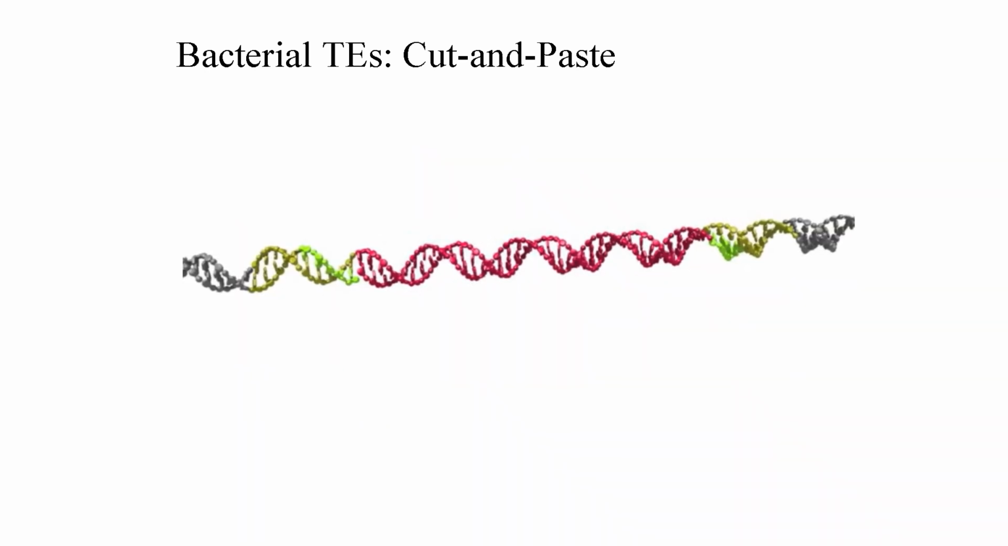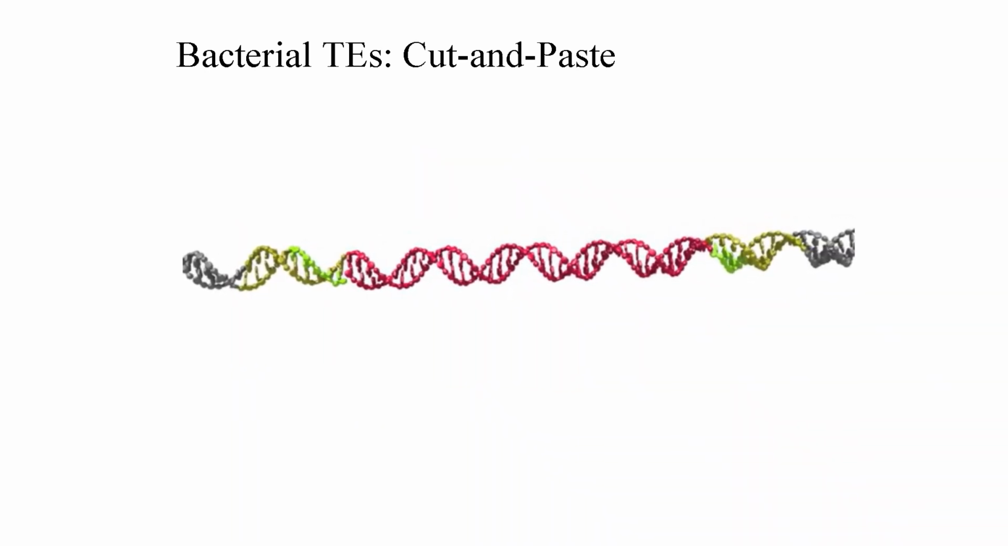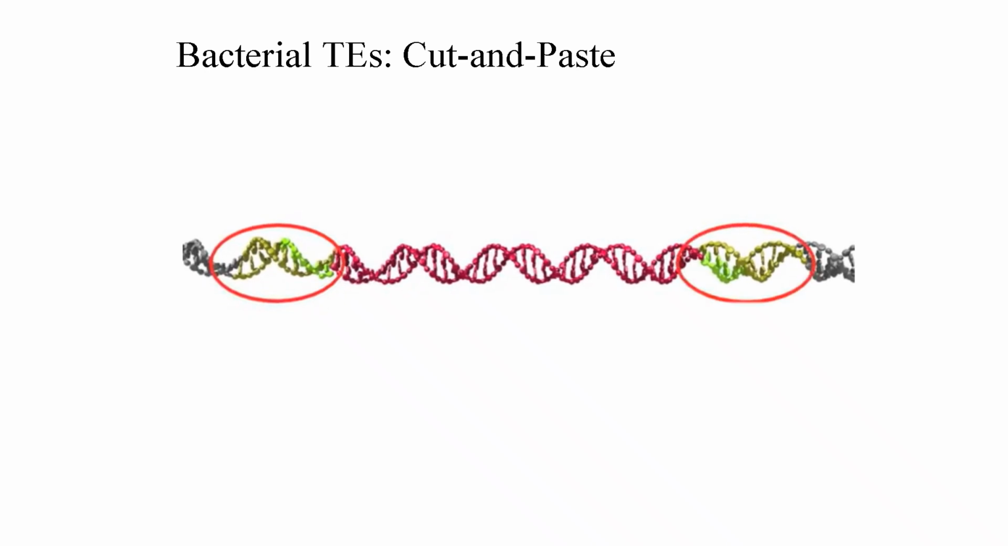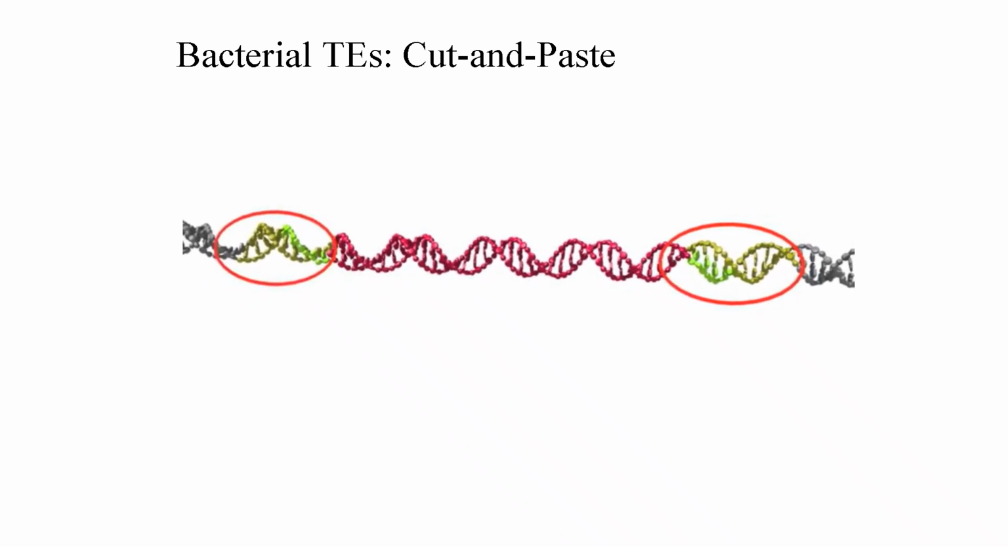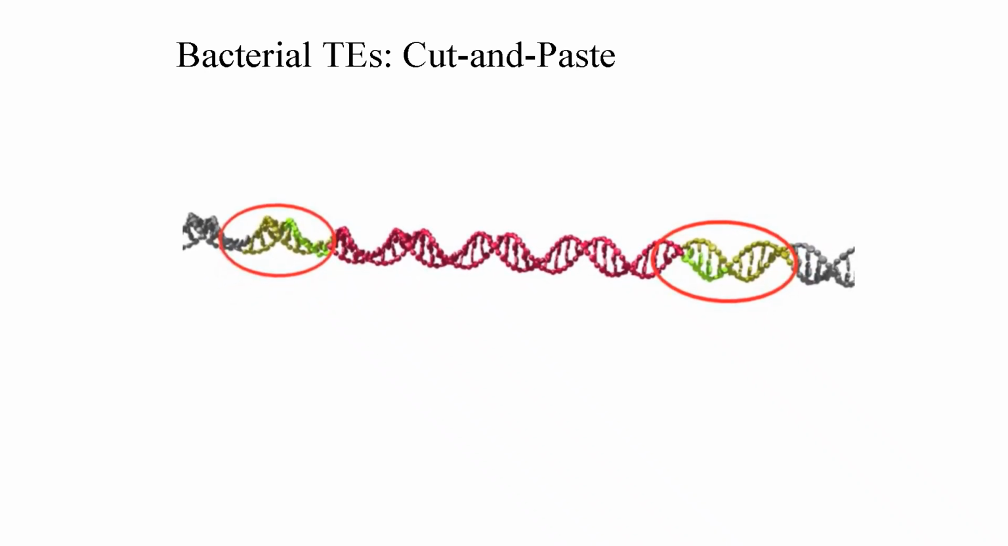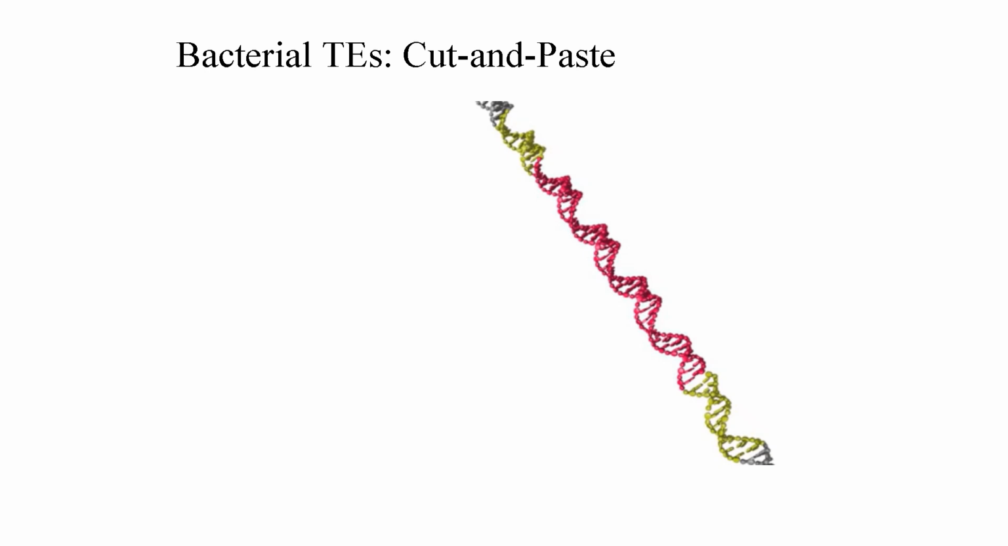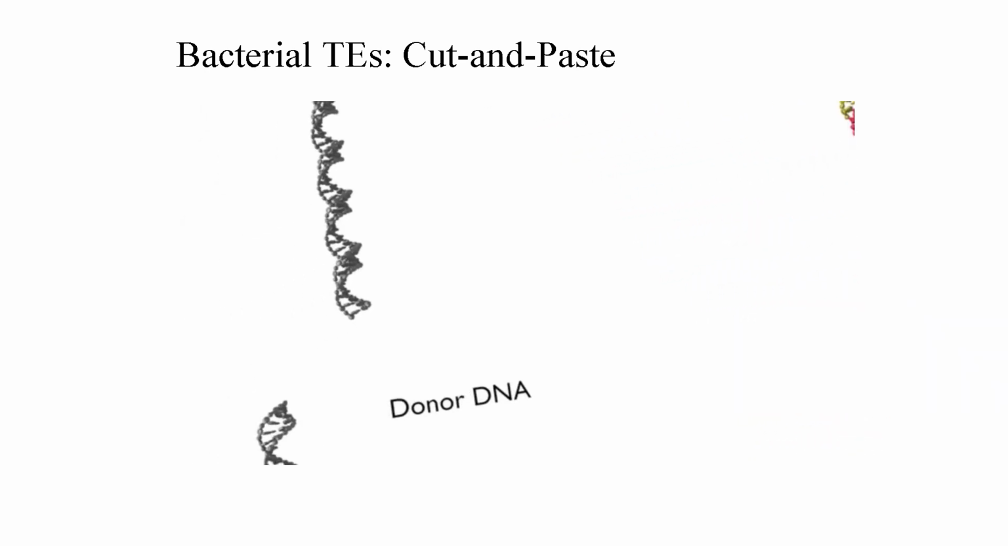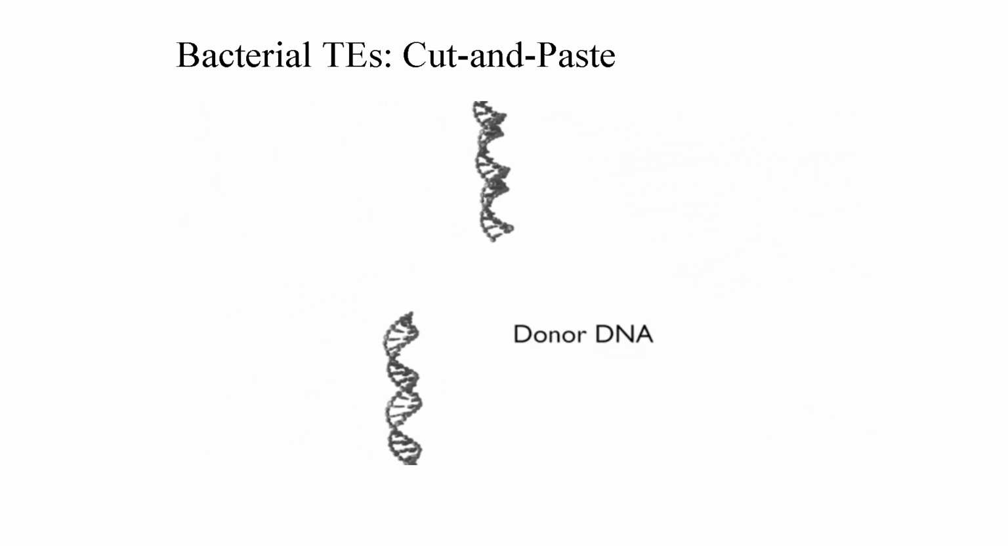This staggered target joining and gap repair results in duplication of the target sequence, a feature characteristic of the insertion of all transposable elements. Excision of the transposon leaves a gap in the donor DNA which must be repaired to regenerate an intact DNA molecule.